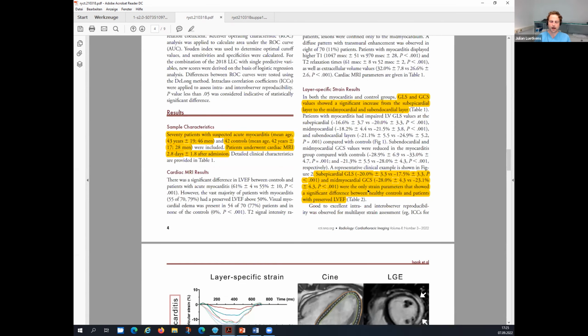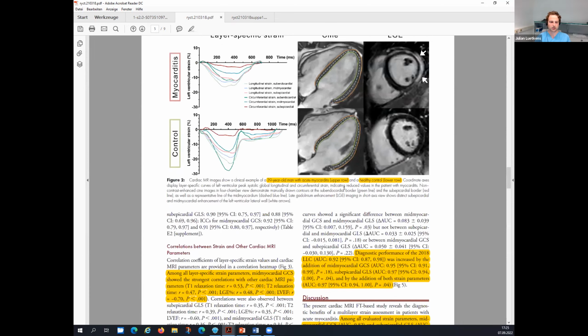When we compare healthy controls with patients with a preserved left ventricular ejection fraction, we found that only the subepicardial longitudinal strain and the mid-myocardial global circumferential strain could discriminate between healthy controls and patients with a preserved left ventricular ejection fraction.